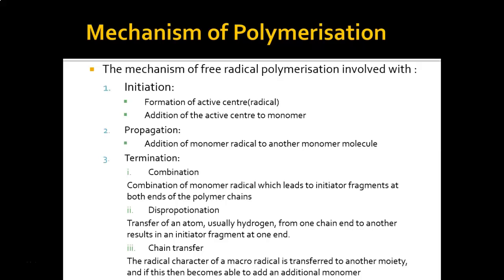For disproportionation, it occurs when a hydrogen atom is transferred from one chain to the other, and two terminated chains are produced, where one chain will have an unsaturated carbon group, which is a double bond, and the other is fully single bonded, or saturated.